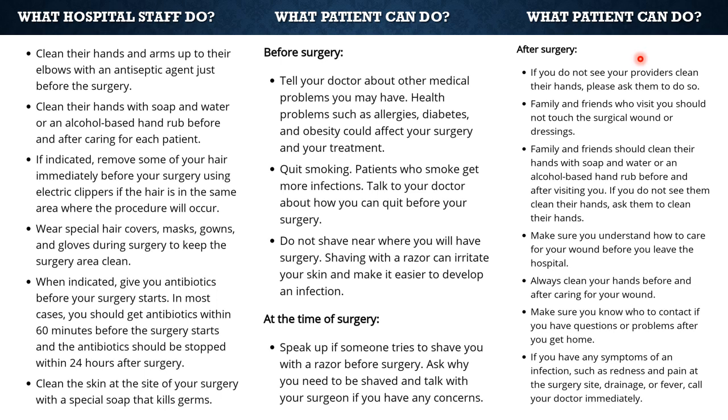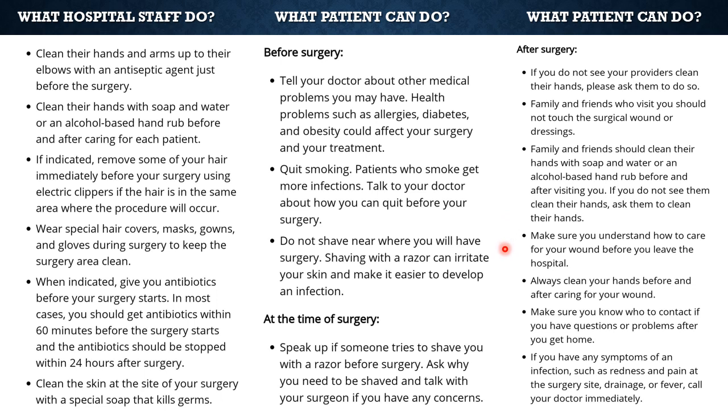And then what is very important in our circumstances is that family and friends who visit you should not touch the surgical wound or dressings, and they should clean their hands with soap and water or an alcohol based hand rub. Remember that the hand rub needs to be at least 60 to 70% alcohol. If you don't see them cleaning their hands, ask them to clean their hands.